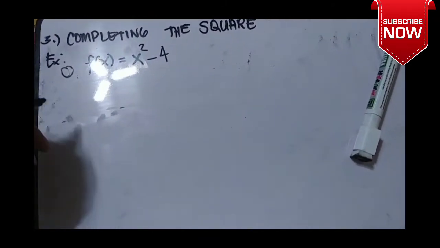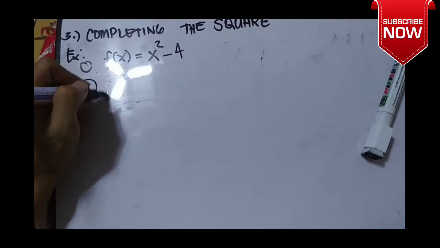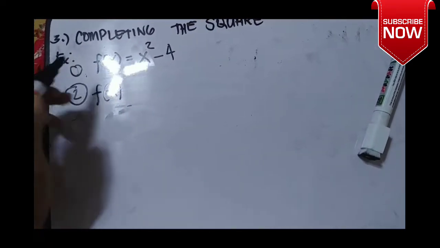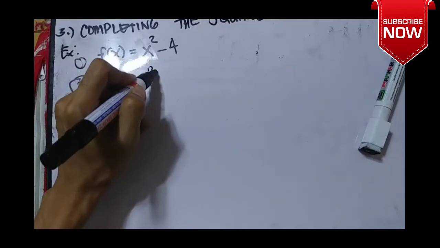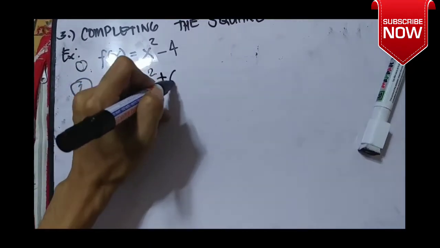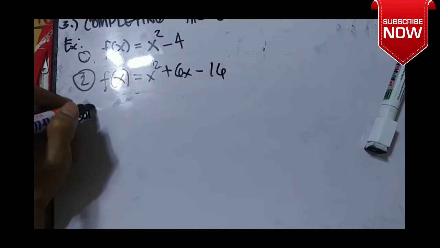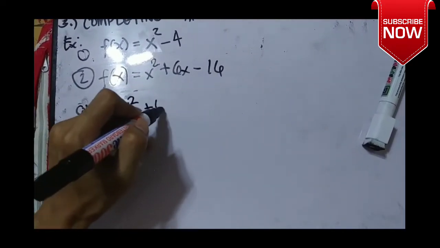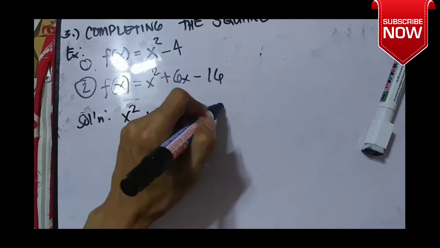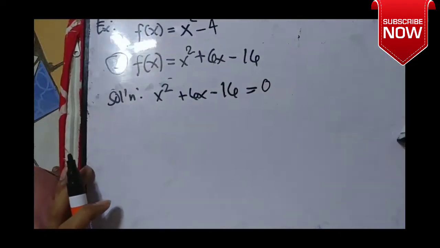So ang mangyayari niyan, gagawa tayo ng another sample of equation na pwede natin gamitin ang completing the square. So f of x is equal to x squared plus 6x minus 16. Okay, so solution. Pagpalitin lang natin, x squared plus 6x minus 16 is equal to f of x, and let f of x is equal to 0. Okay.